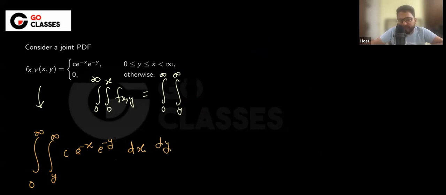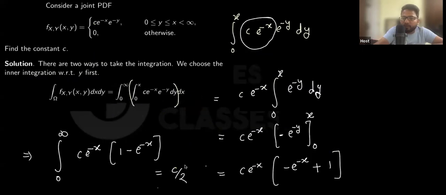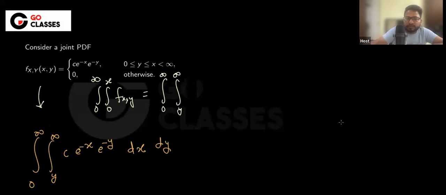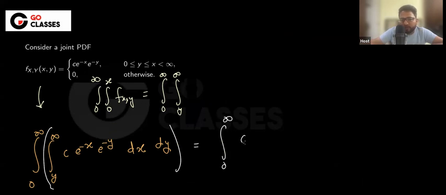So what is the integration with respect to x? I think this will be the same, right? With respect to y, it was minus of e power minus y. So anyway, this is easy. You need to integrate this first. So you can say this is 0 to infinity. You can take the c into e power minus y outside, and this is from y to infinity of e power minus x dx. This is the integration that you need to do.